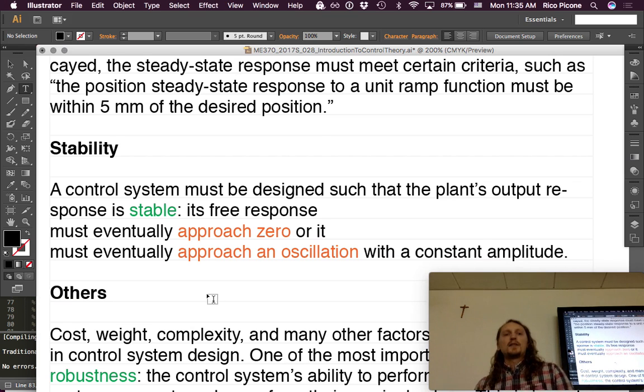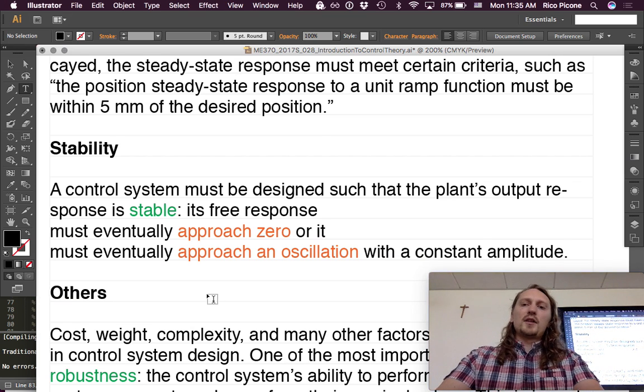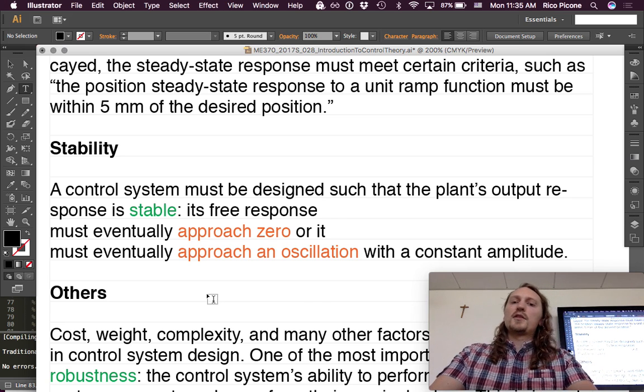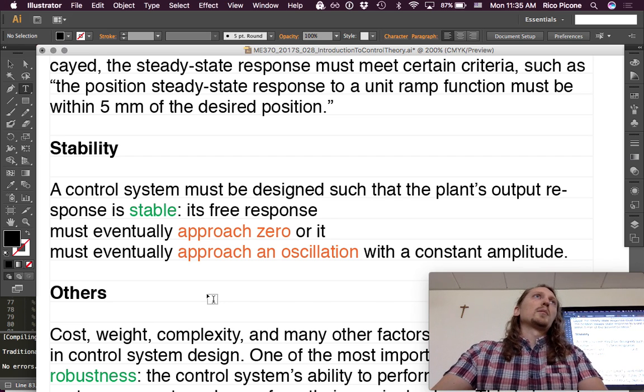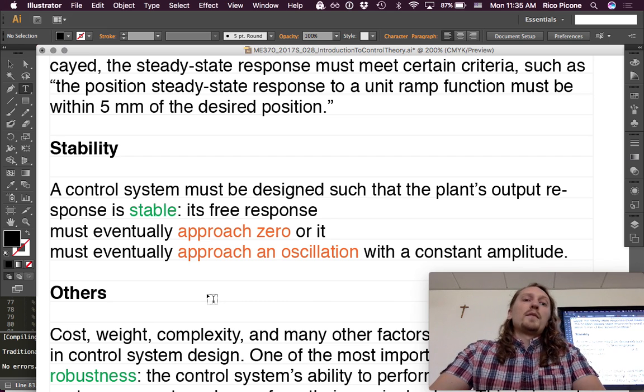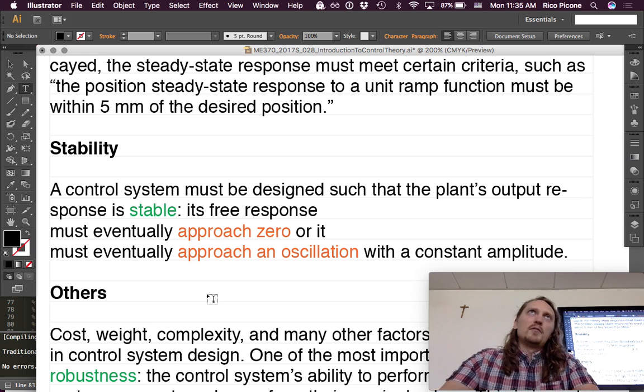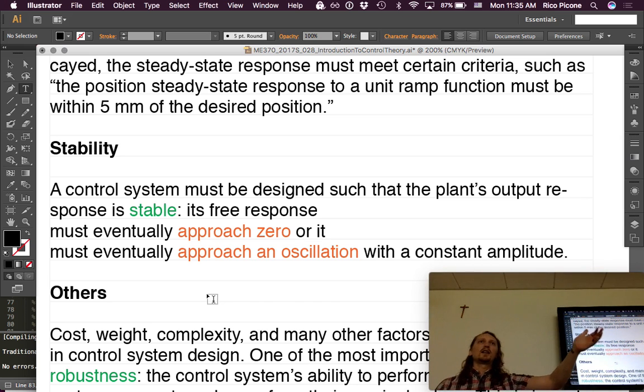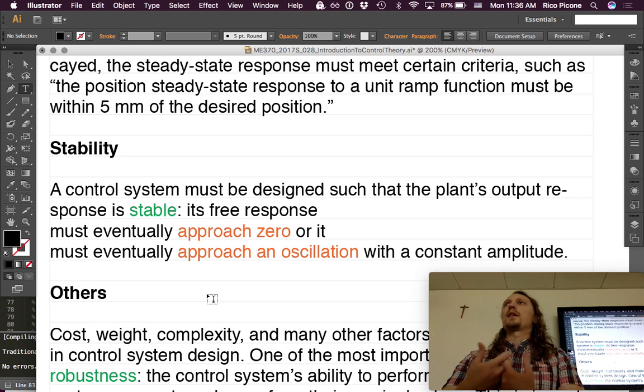And finally, stability. A control system must be designed such that the plant's output response is stable. So its free response must eventually approach 0, or it must approach an oscillation with a constant amplitude, right? We could be marginally stable, that's fine. We don't want an unstable system for sure. We don't want something that's going to go off to infinity. These are all things that we've seen in our system dynamics discussions. We've seen stability, transient response, and steady state response, but we haven't thought of them so much in terms of performance yet. Now in control systems, we're thinking of those things as being performance metrics.